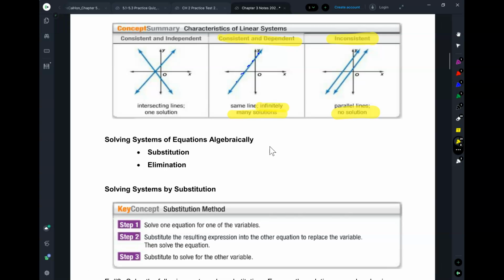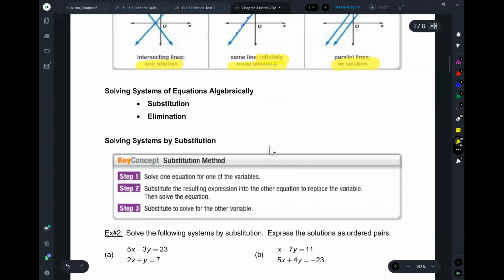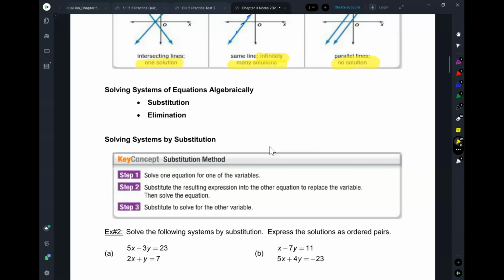So there are three possibilities: one solution, infinitely many, no solution. Back in the day, we used to stress this as well, that each of them are called consistent and independent, dependent and inconsistent. I'm not going to stress that too much or at all, but you should know one solution, infinitely many, or no solution.